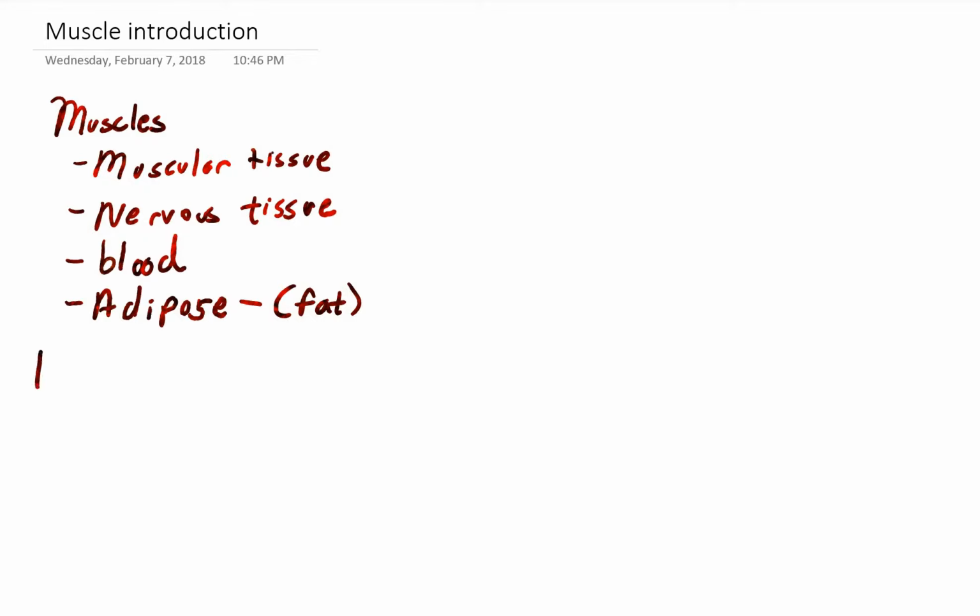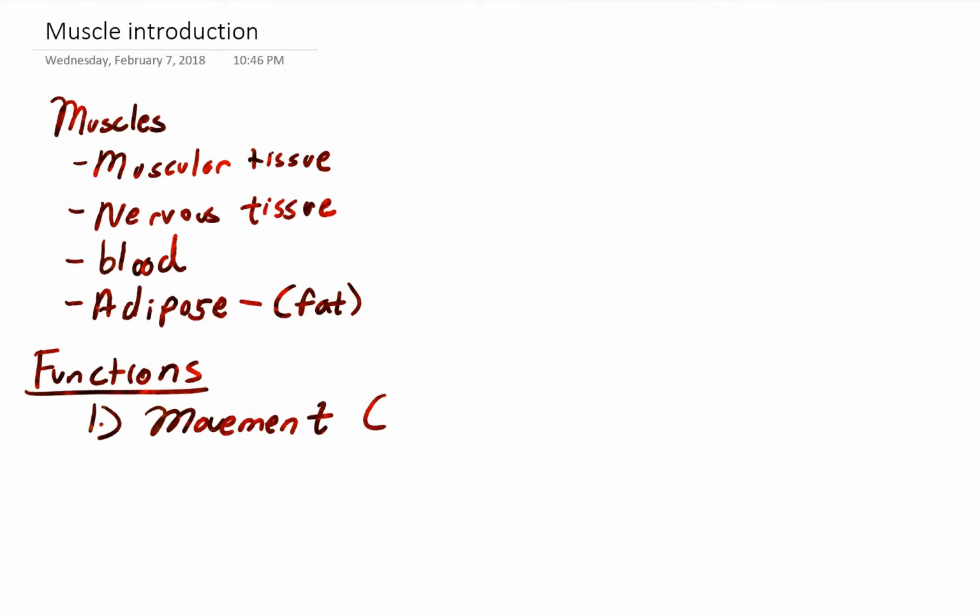What are some of the functions for muscles? Well, they do several things. Number one, obviously, is that they allow us to move. In that case, we call that mechanical or motor movement. Number two, they aid in digestion. So they move your food in digestion.